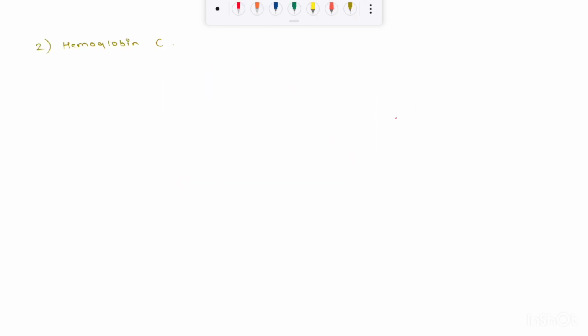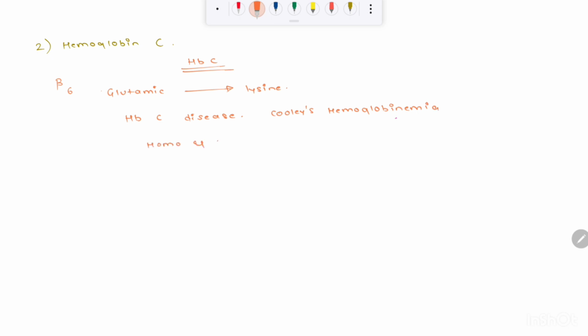Moving on, the next hemoglobinopathy is hemoglobin C, abbreviation HbC. So here, alpha chains are normal, the beta chains are affected. At the sixth position of the beta chain, glutamic acid is replaced by lysine. HbC hemoglobin is found in people with hemoglobin C disease. It is also called Cooley's hemoglobinemia. Both homozygous and heterozygous individuals of HbC disease are known. This disease is characterized by mild hemolytic anemia.